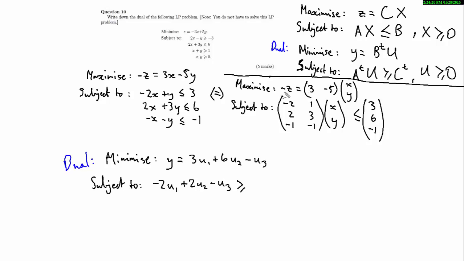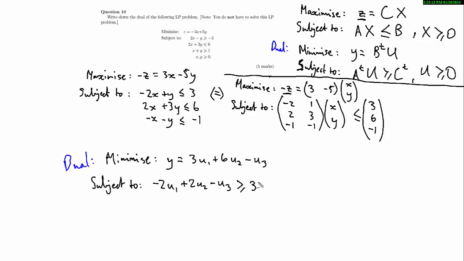Now notice that our minus z is our z in this case, as we've set it out like so. I probably should have avoided using z in this case, as it's also the objective function of the original minimization problem, but you'll just have to bear with me that this minus z is the same as this z. So we write down the first value of C transpose, which is 3.